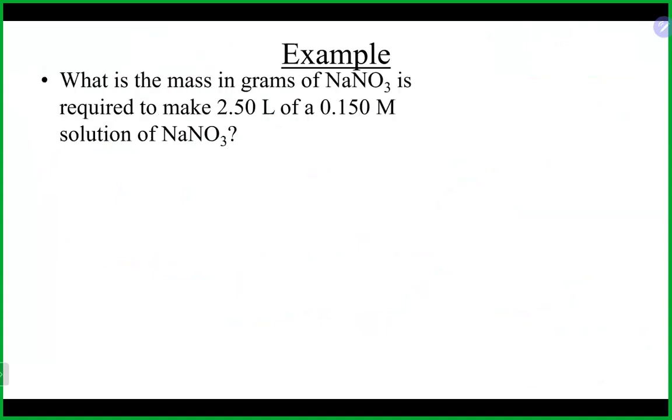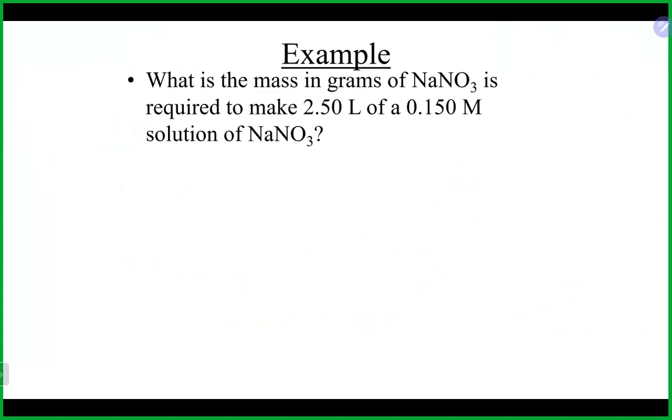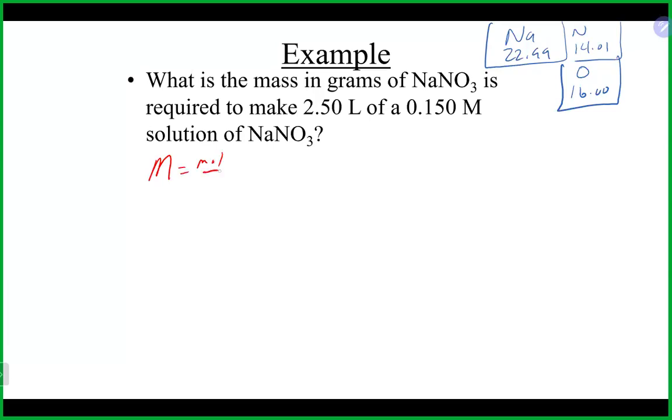All right, so I want you to try this one. What is the mass of sodium nitrate that you need to make 2.5 liters of a 0.15 molar solution of sodium nitrate? So sodium is 22.99, nitrogen is 14.01, and oxygen is 16. So we know that is moles per liter, and we're looking for grams of the sodium nitrate. And we have a volume of 2.5 liters. Again, it's in liters. Remember, it does need to be in liters for everything to work out right. If it's in milliliters, you do need to do that conversion.